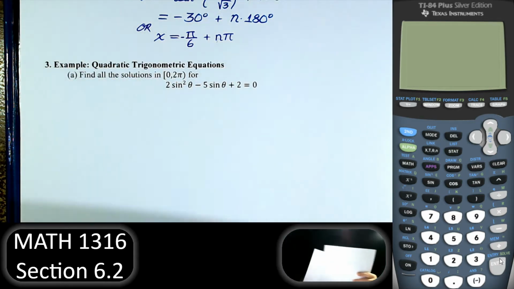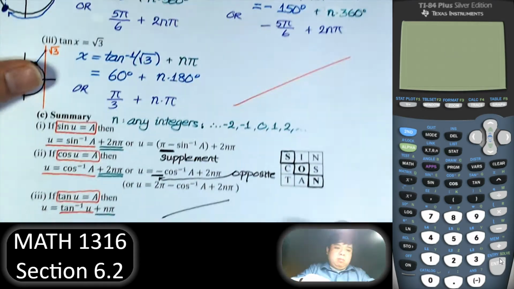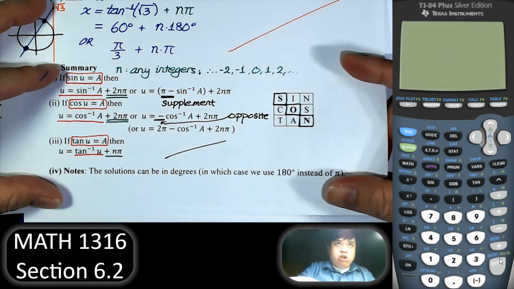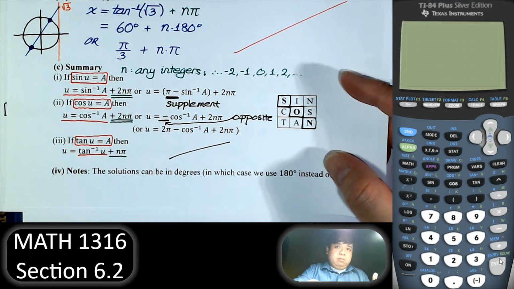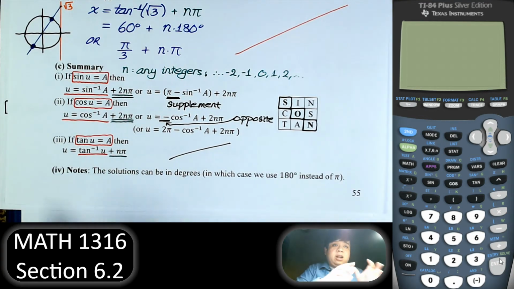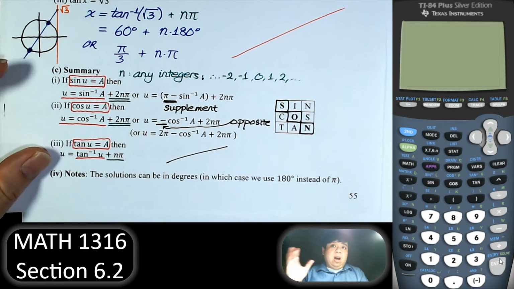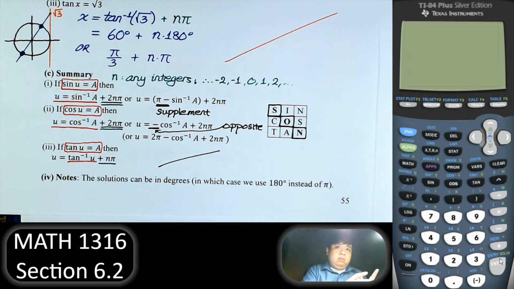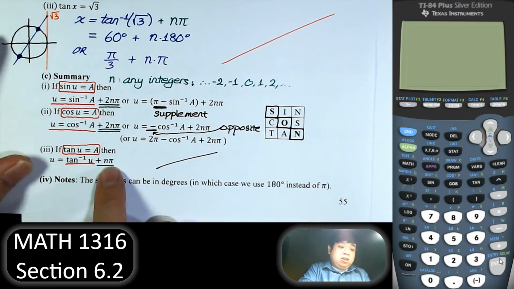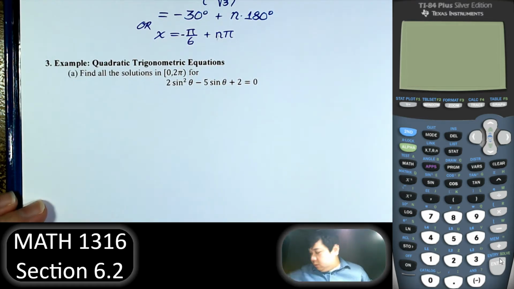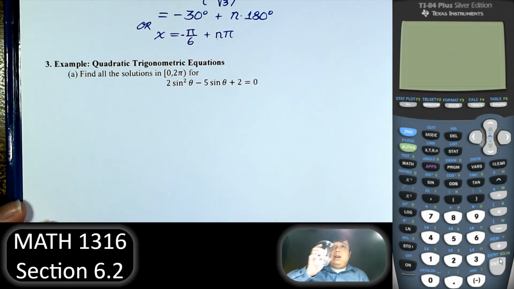Right? So the bottom line is, of course, it can be summarized into just this portion right here. Sine, cosine, tangent. The first thing, always take the inverse. For sine, along with the inverse, there's the supplement. For cosine, along with the cosine inverse, there's the opposite. For tangent, that's just the inverse. The only difference is, in the tangent, the period is a pi instead of 2 pi. We will do more examples of this, definitely.